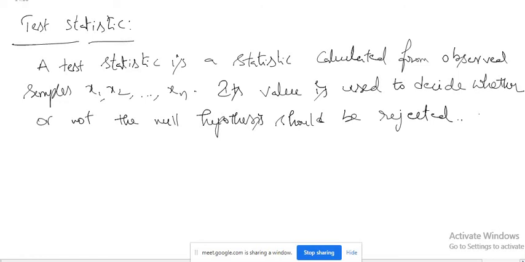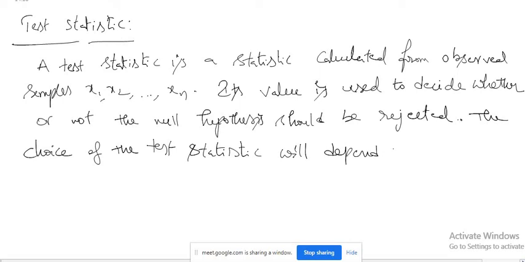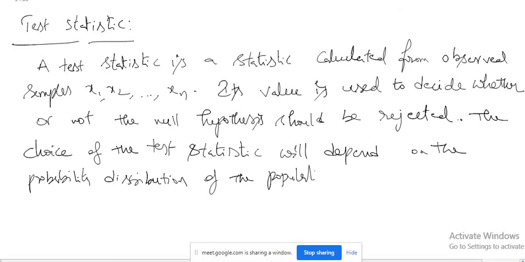The choice of the test statistic will depend on the probability distribution of the population under the null hypothesis under consideration.